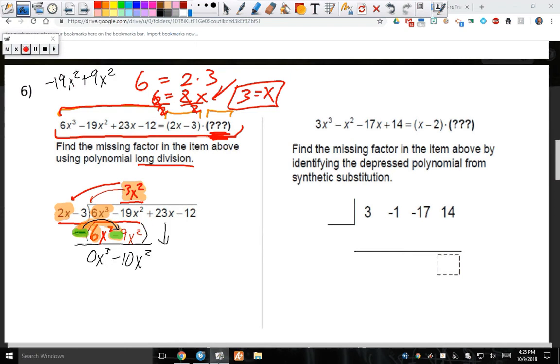Just like in 3rd grade, we bring down the next term. And now we're going to ask ourselves the next question. Let me erase this 0x cubed because it's not needed. I just showed you what the 6 and negative 6 would add up to. Now, our second term will multiply with this first term of 2x to get the new first term of negative 10x squared. So negative 5x will multiply to get negative 10x squared. Remember, you're trying to match them up. And then you distribute to the negative 3 to get a positive 15x.